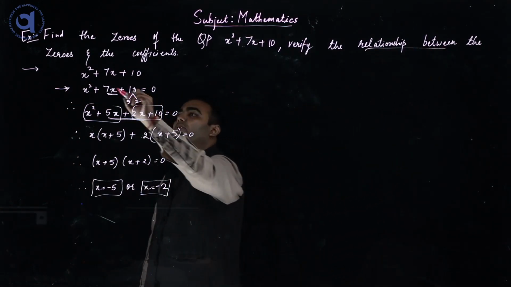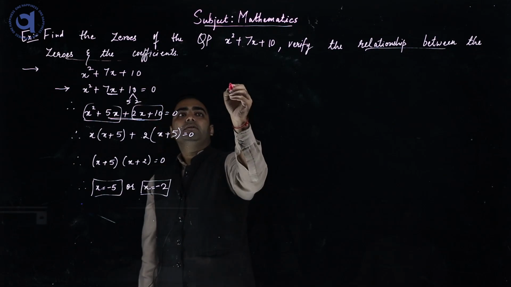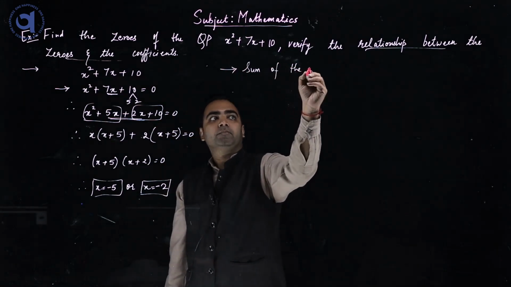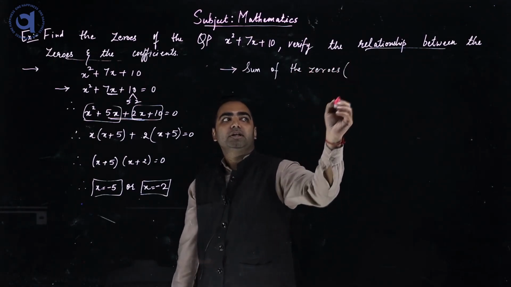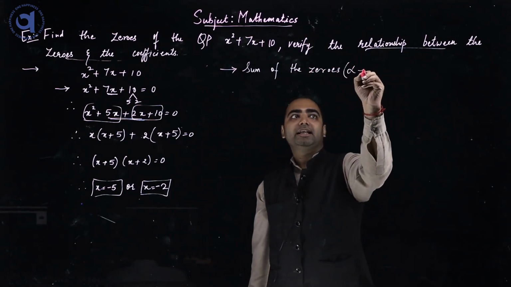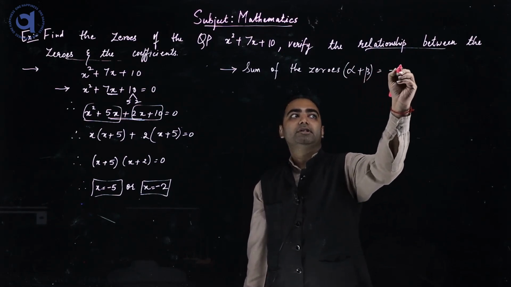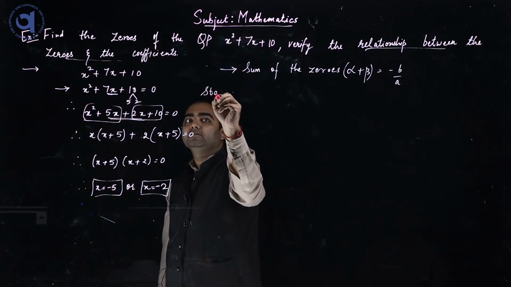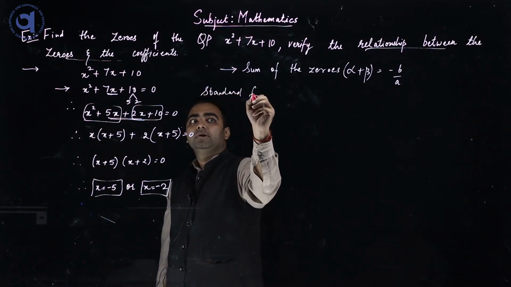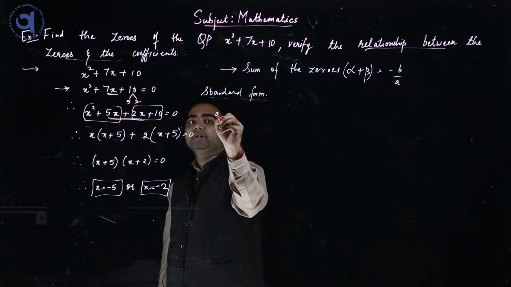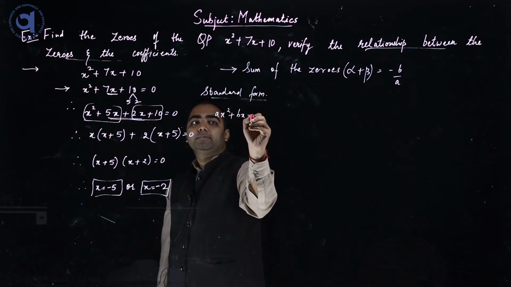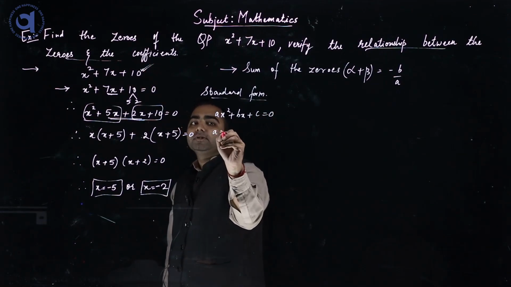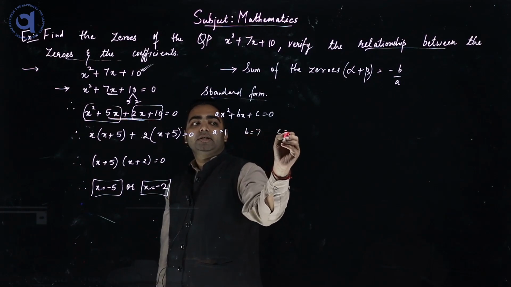Now one more thing is there in this question: we need to verify the relationship between the zeros and the coefficients. How can we do it? First is the sum of the zeros. What is the sum of the zeros? If we consider the two zeros as alpha and beta, then alpha plus beta equals minus b by a. Let us first see the standard form of a quadratic polynomial, that is ax square plus bx plus c equals to 0. If we compare it with our equation, a equals 1, b equals 7, and c equals 10.